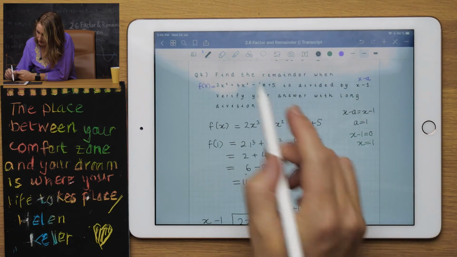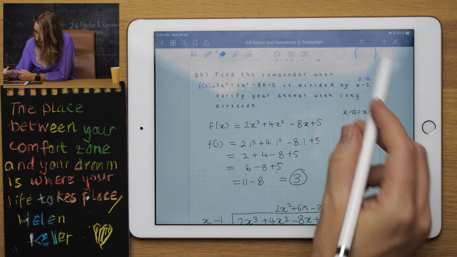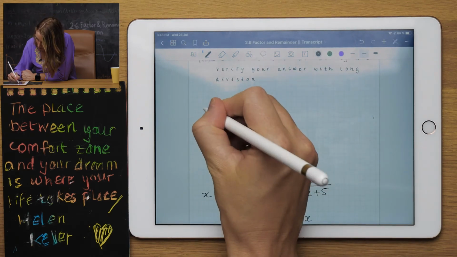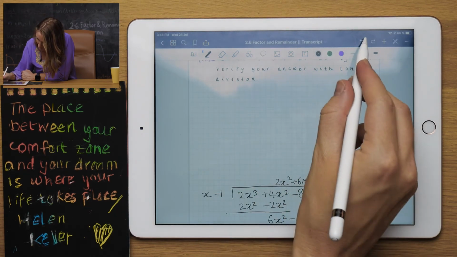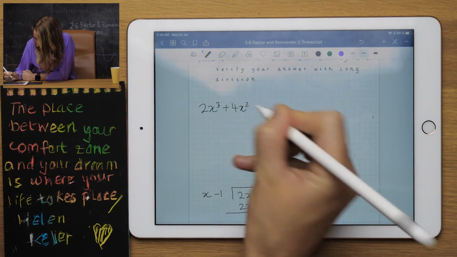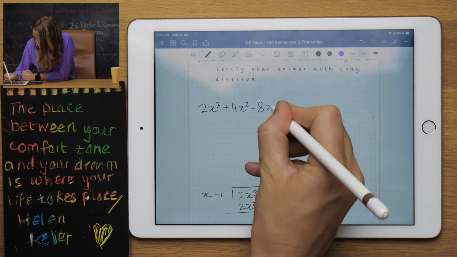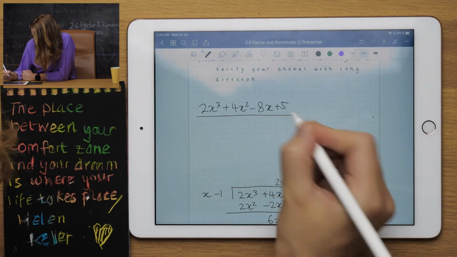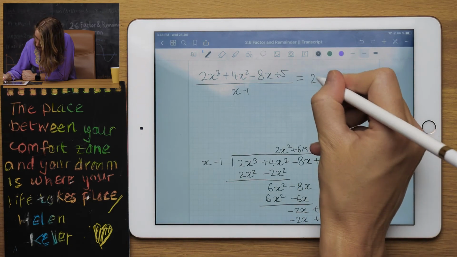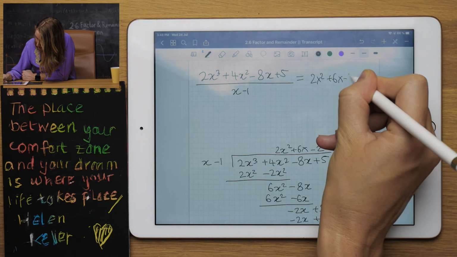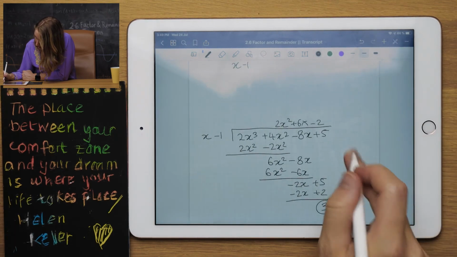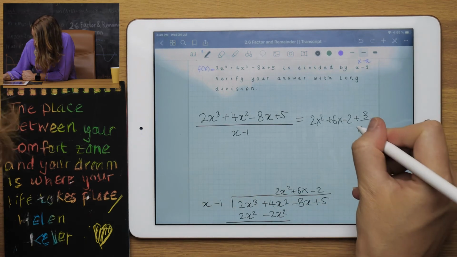If I was going to write this in the same notation that we've used in the proof, just so that you can see an actual example, I would say 2x cubed plus 4x squared, that's my f of x, minus 8x plus 5 divided by x minus 1 gave me an answer of 2x squared plus 6x minus 2 plus 3 divided by my divisor, which was x minus 1.